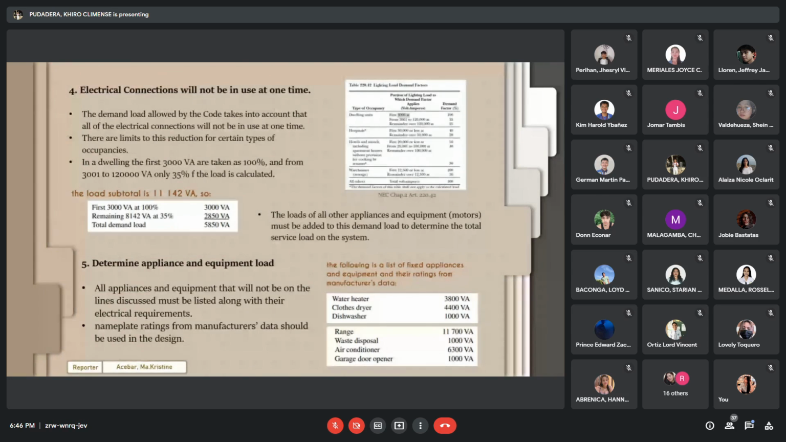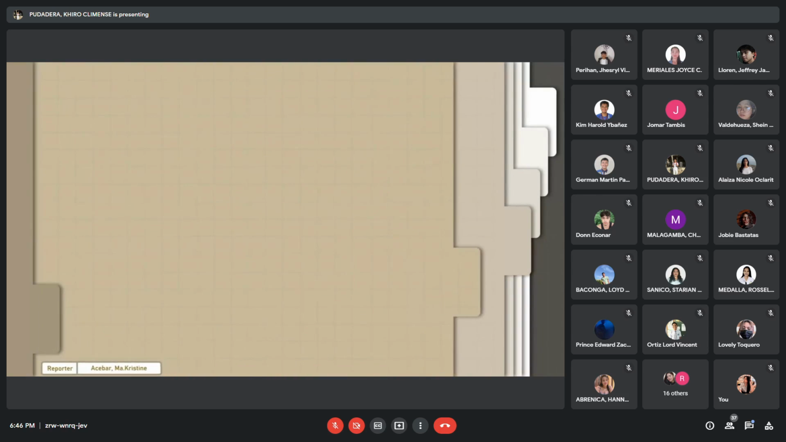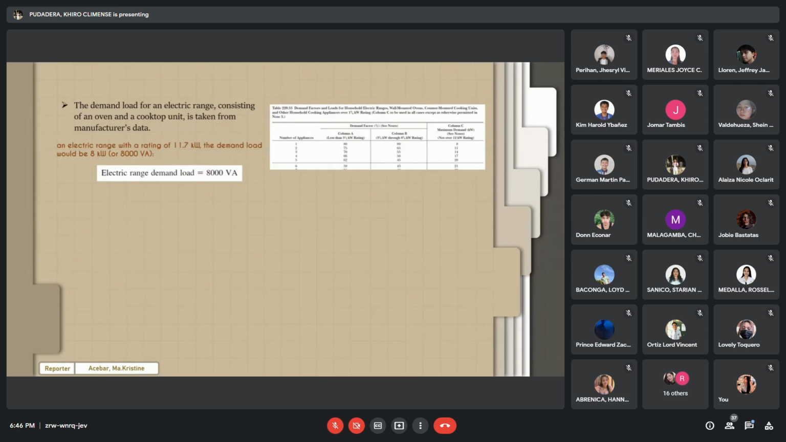The demand load for an electric range consisting of an oven and cooktop unit is taken from manufacturer's data. For the residential system example, mag-base ta sa table 220.55 para mahibala nato pila ang demand load sa electric range. So for one appliance with a rating of 11.7 kilowatt, which is not over 12 kilowatt, the demand load would be 8 kilowatt, which is equal to 8,000 VA. So our electric range demand load is 8,000 VA.